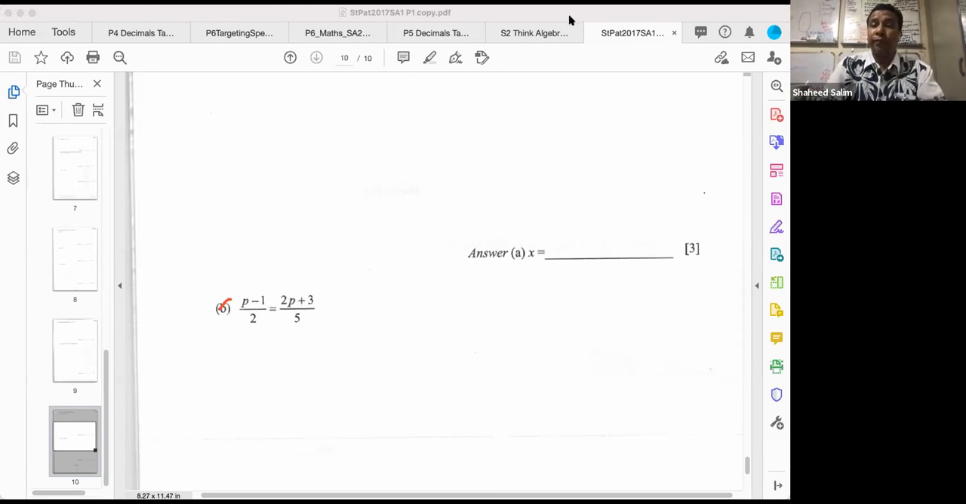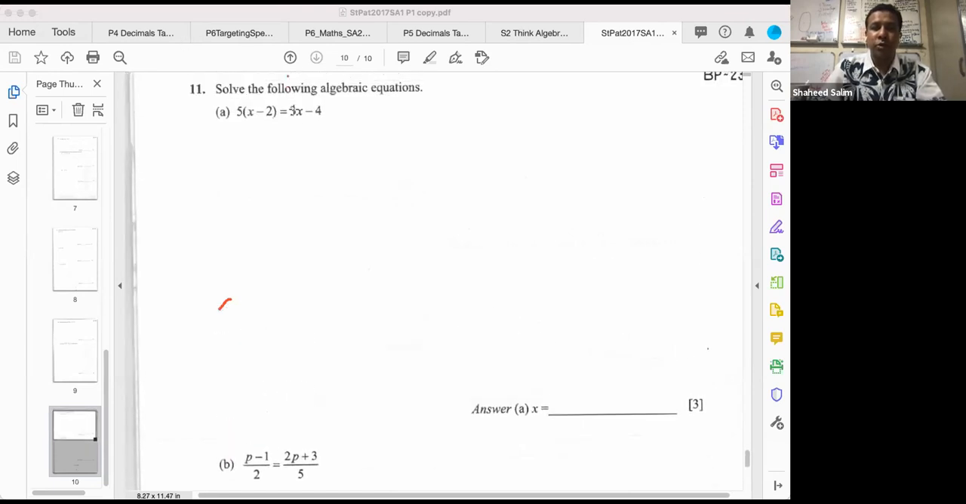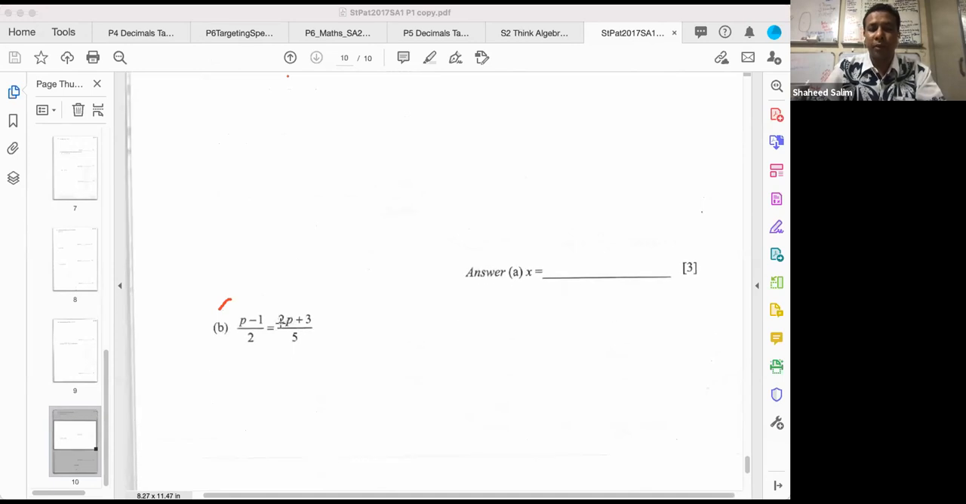Okay, we have the first answer. Let us see. Shafi, you can actually find the value of P. Maybe I didn't show you the instruction to solve the following, but you have an equal sign here. What happened to your equal sign? Suddenly it disappeared. So something is wrong somewhere.